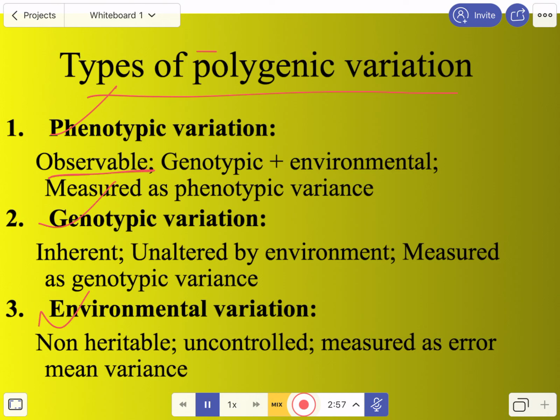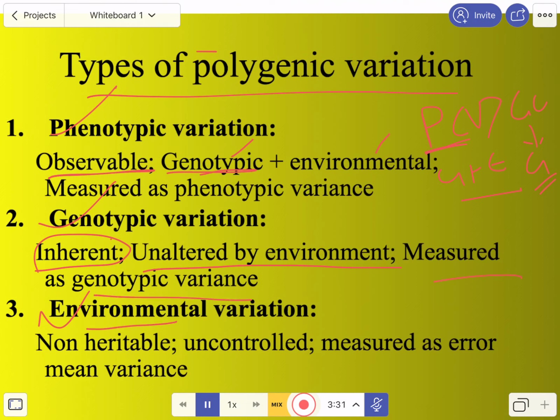Phenotypic variations are observable. Phenotypic variation includes both genotype factor and environmental factor, and that's why the value of PCV is greater than the GCV, because PCV, the phenotype, includes genotype and environment factor, while GCV includes only genotype factor. The next is genotypic variation. These are the inherent capacity. It is transferred from the parents to their offsprings, and such type of variation is not affected by the environment, and it is measured as the genotypic variance.